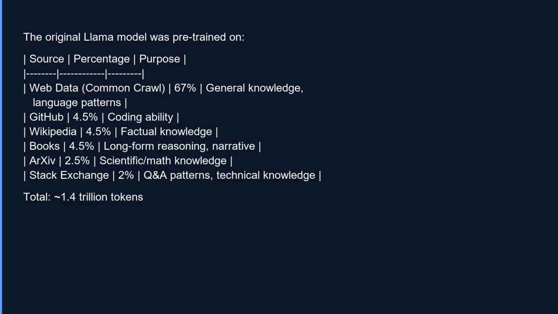The original Llama model was pre-trained on the following. Source, percentage, purpose: web data, Common Crawl, 67%, general knowledge and language patterns; GitHub, 4.5%, coding ability; Wikipedia, 4.5%, factual knowledge; books, 4.5%, long-form reasoning and narrative; arXiv, 2.5%, scientific and math knowledge; Stack Exchange, 2%, Q&A patterns and technical knowledge. Total: 1.4 trillion tokens.